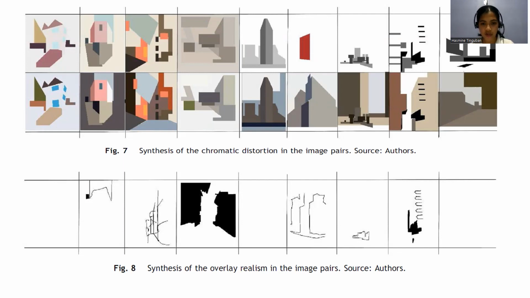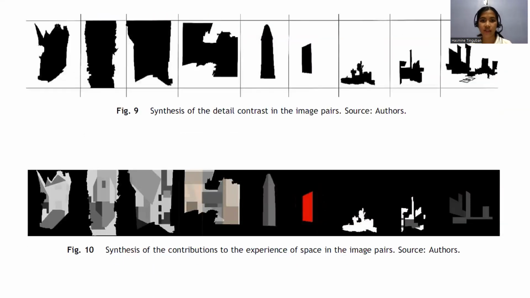And then figure 8, synthesis of the overlay realism in the image pairs. This showed how different elements in the drawings were compared to reality. They categorized them into groups, copying reality, slightly changing it, or changing it a lot. And then figure 9, synthesis of the detail contrast in the image pairs. They look at which parts of the drawings had lots of details and which ones didn't. This divided the drawings into categories depending on what the artist wanted you to notice.